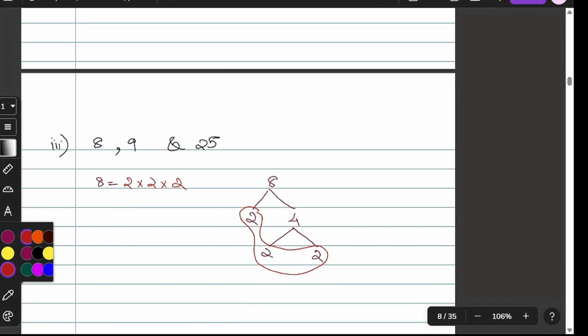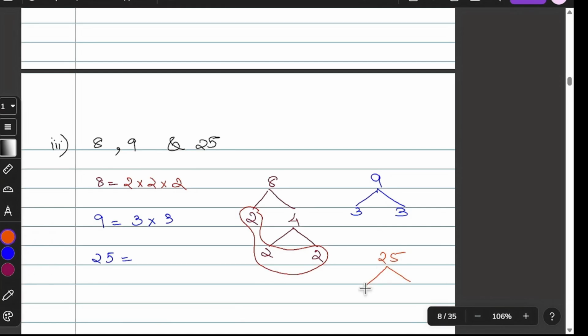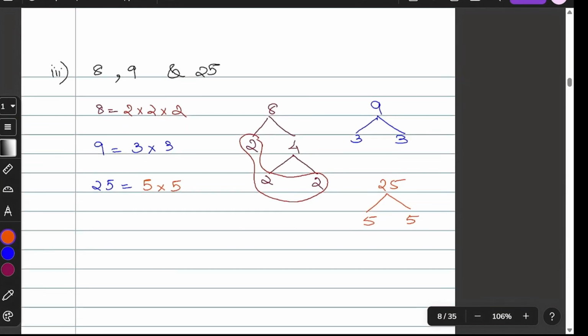Now what about the 9? 9 can be written like 3 into 3. Right? So what are the factors of 9? 3 into 3. And what about 25? 25 is equal to what? 25 is 5 into 5 is 25, right? So here I can write 5 into 5.